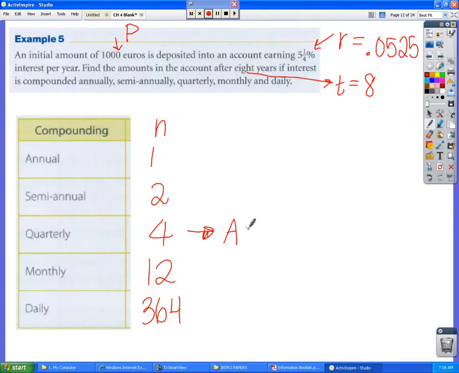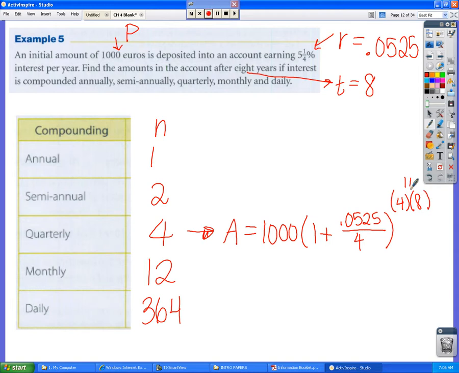Sorry about the back and forth. A is equal to 1,000 times 1 plus 0.0525 divided by quarterly, 4, to the power of 4 times 8. And remember, I always said simplify that to 32 before you put that in the calculator.